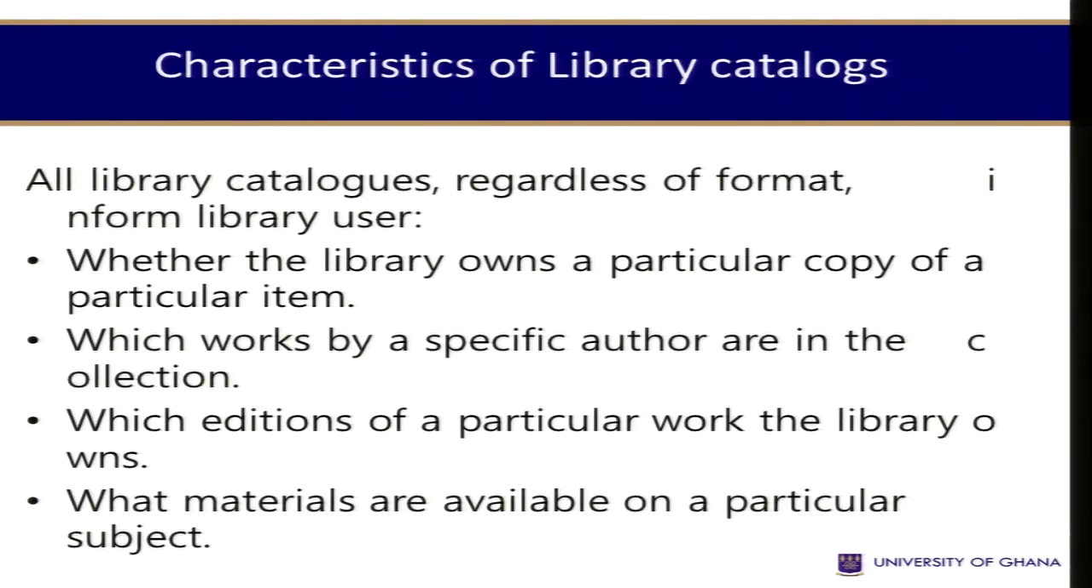All library catalogs, regardless of the format, show whether the library owns a particular copy of the item, which works by a specific author are in the collection, and which editions of a particular work are in the collection. All these are characteristics that are listed on the library catalog.